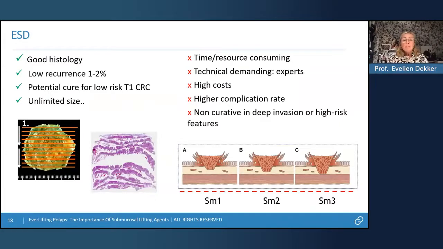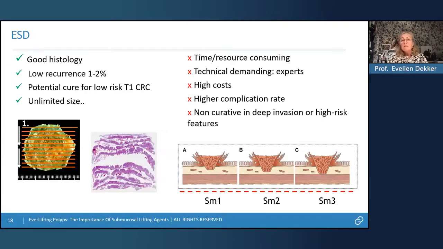So how do we get appropriate histology for the pathologist to help us here, to guide us here? Well, ESD is definitely the way to go then. It provides you with good histology, low recurrence rates because it's a radical resection en bloc. There's a potential cure for low-risk T1 cancers, and the size may be unlimited. Of course, though, that takes expertise as well as extra time.